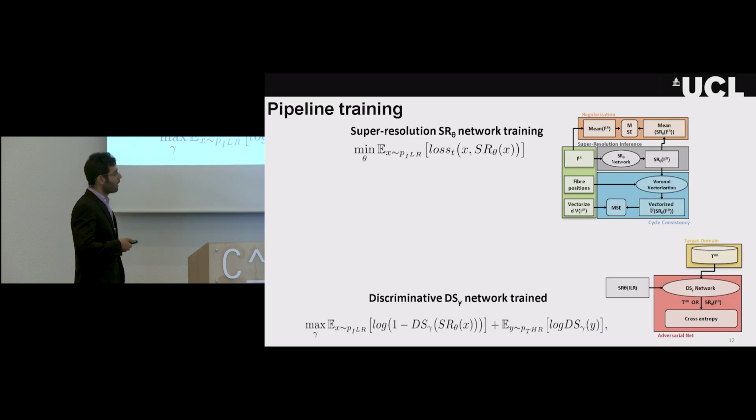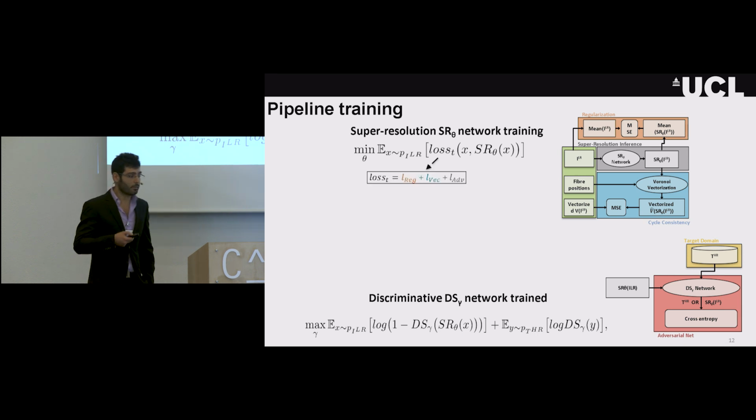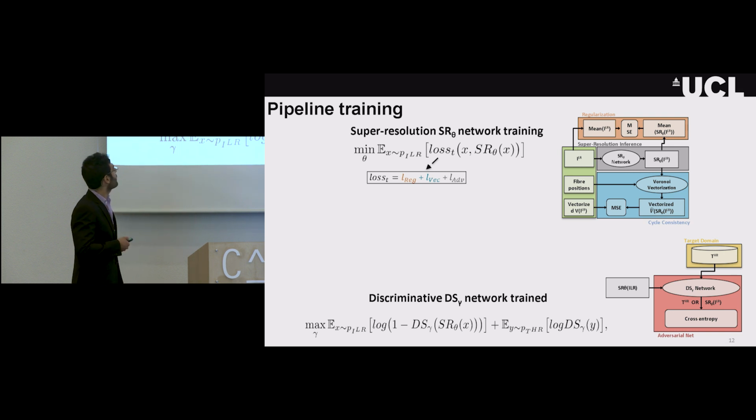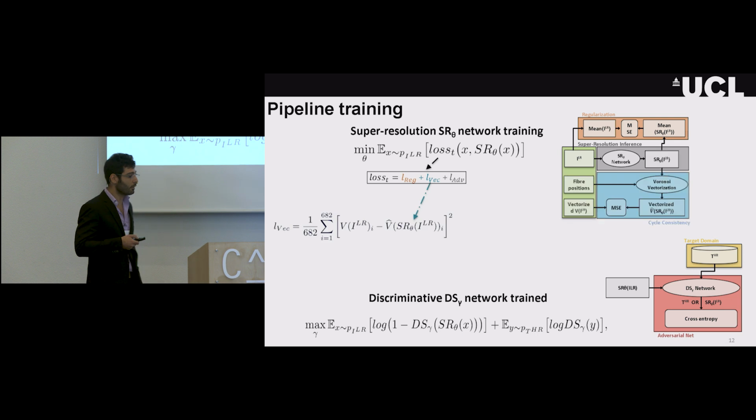More formally, our training is a min-max problem where the loss function of the super-resolved network is minimized, and the loss function of the discriminative network is maximized. Here, the two networks have two different sets of parameters, and the loss function of the super-resolved network is a composition of three terms. The first term is the regularization term that is irrelevant for this talk, and I'm not going to discuss it. The second term is the mean square error between the two vectors that I mentioned in the slide before.